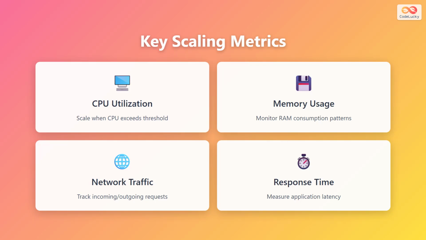Autoscaling decisions are based on key performance metrics. CPU utilization is the most common metric, where you scale when processor usage exceeds a defined threshold. Memory usage tracks how much RAM your applications consume. Network traffic monitors the volume of incoming and outgoing requests to your services. Response time measures application latency and user experience. By monitoring these metrics, autoscaling systems can make intelligent decisions about when to add or remove resources.